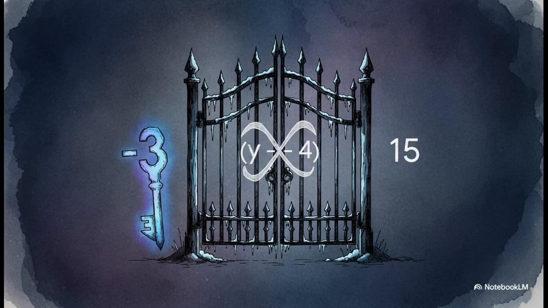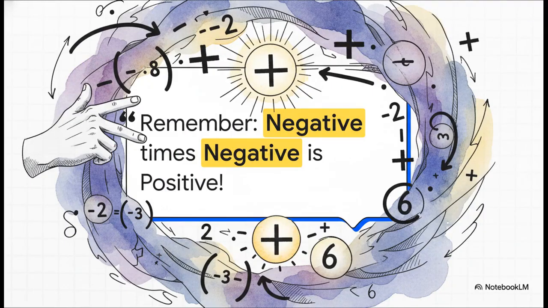Okay, ready to level up? Let's try a trickier one. This time, the number outside our gate is negative. And this introduces a really, really important rule that you've got to be careful with. And here it is. This is a big one, folks. Seriously. When you're distributing a negative number, you have to watch those signs like a hawk. The number one most common mistake is forgetting this simple rule. A negative times a negative equals a positive.